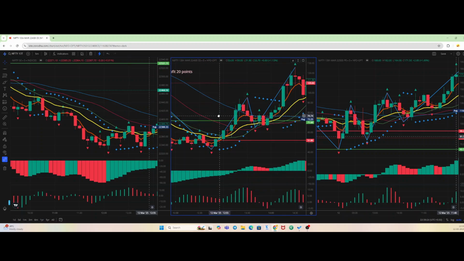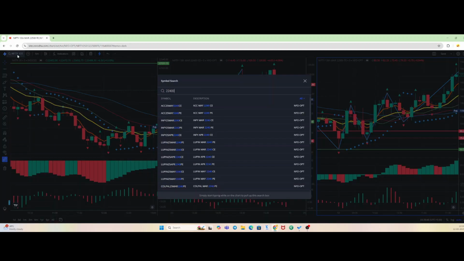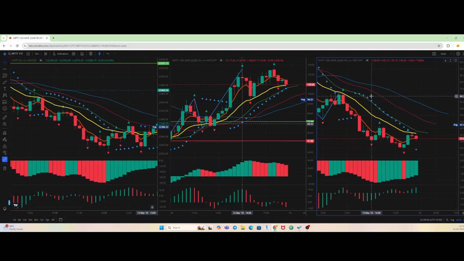So you can see here there is not much. Here support is there, but there is no breakout. And here also support is there, but no breakout. And here also there is support, but no breakout. Then if you see, on the C side we have also changed to 22,400. P side also we changed to 22,400.